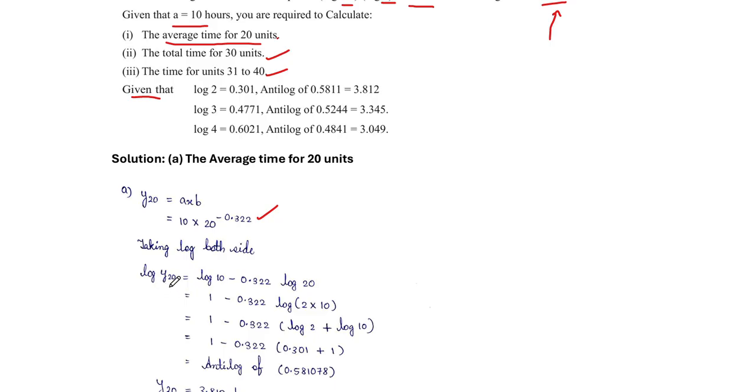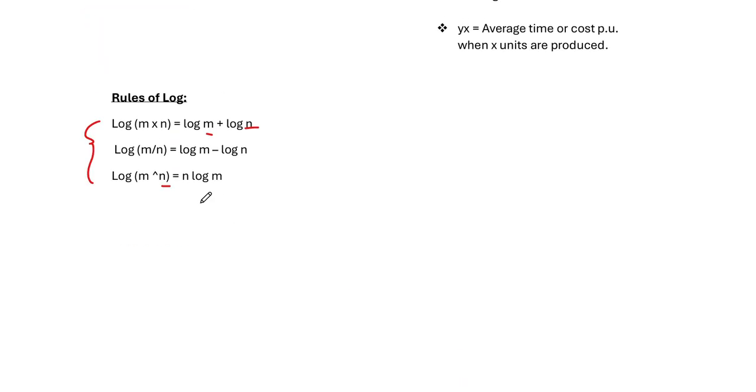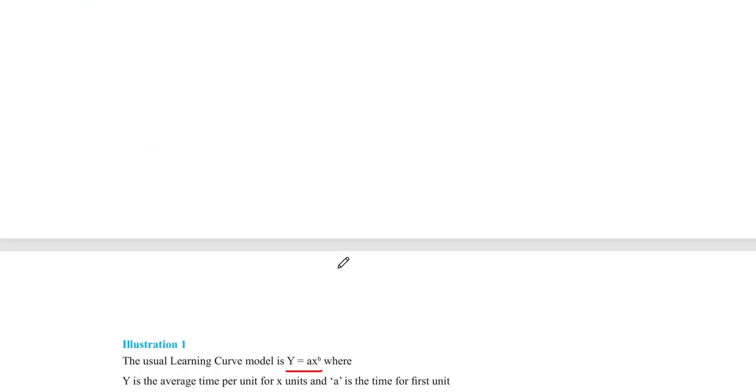Now we will take log on both sides. So log y20 is equal to log 10. We will take log, so log 10 minus, because in the log rule multiplication will be converted to addition. So log 10 plus, and here it is given in power. So as per the log rule, this will convert to minus 0.322 into log 20. This is as per the third rule.